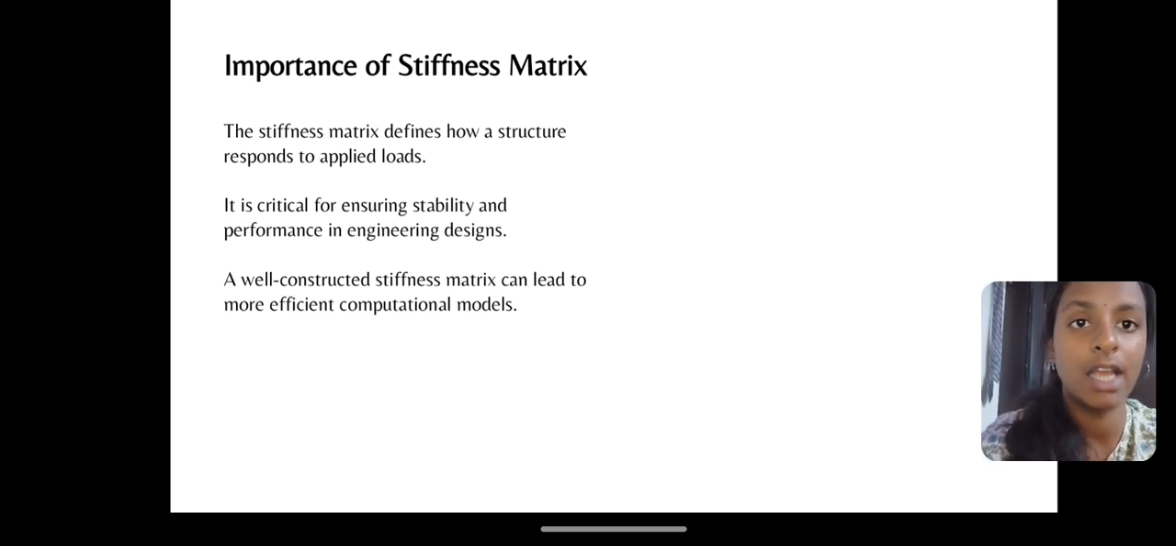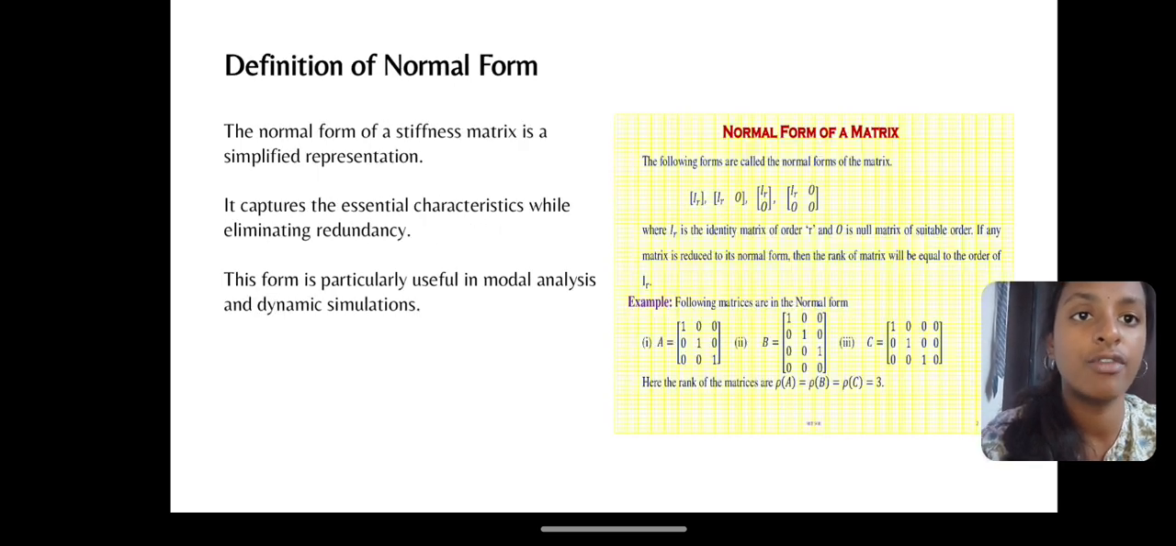Importance of spatial matrix. The stiffness matrix defines how a structure responds to applied loads. It is critical for ensuring stability and performance in engineering designs. A well constructed stiffness matrix can lead to more efficient computational methods. Definition of normal form of matrix. A normal form of matrix is a simplified representation. It captures the essential characteristics while eliminating redundancy. This form is particularly useful in modal analysis and dynamic simulations.